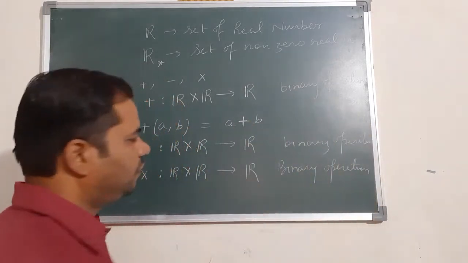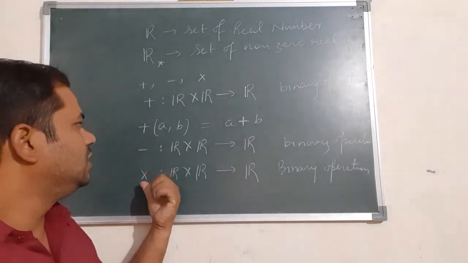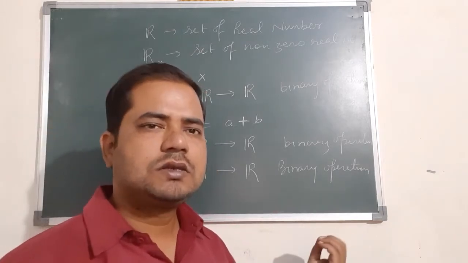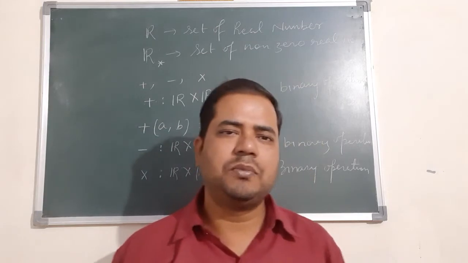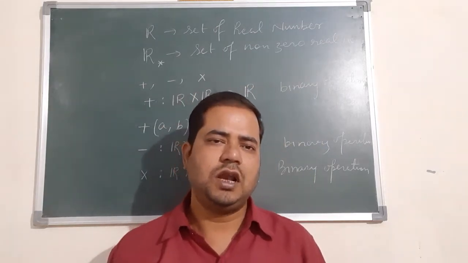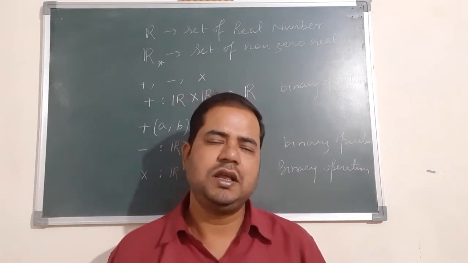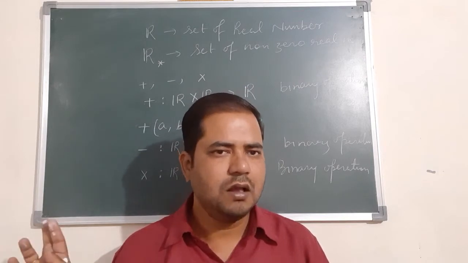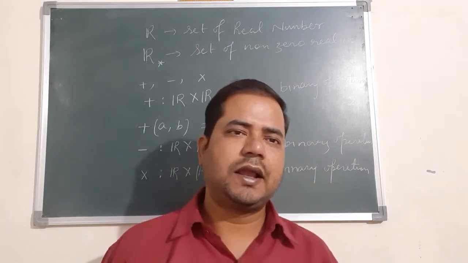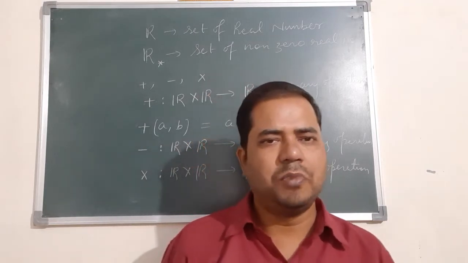Okay, why is it so? Because for plus, minus and cross, you can take any two numbers in the real numbers, then the sum of these two real numbers is again a real number. If you take two real numbers and subtract them, then it is again a real number. Similarly, if you take two real numbers and multiply them, then again you will get a real number. That's why this is a binary operation.